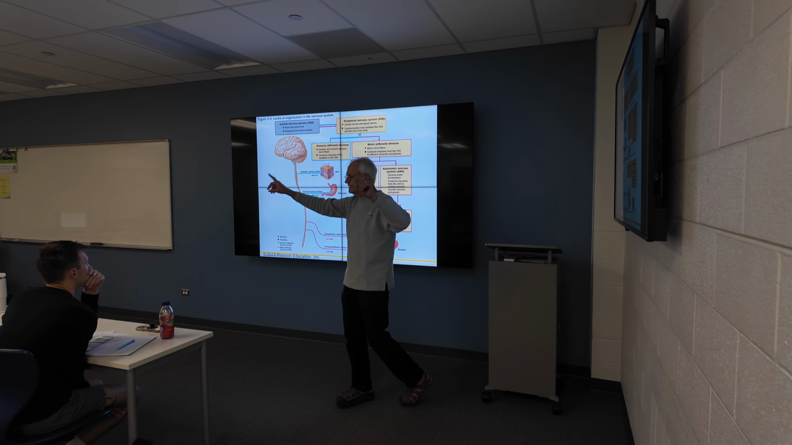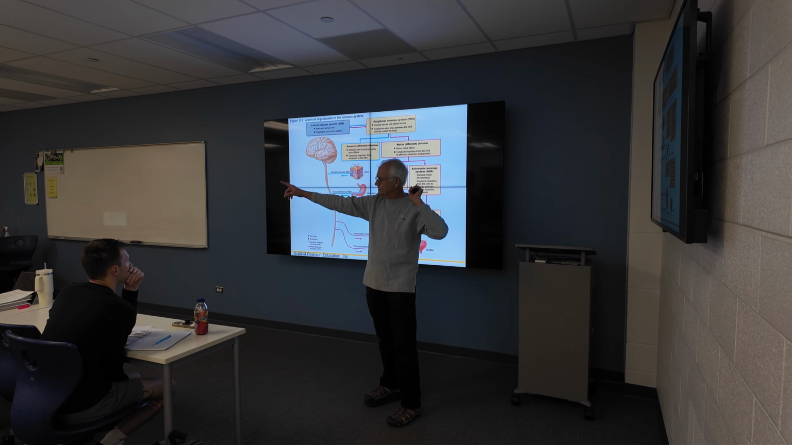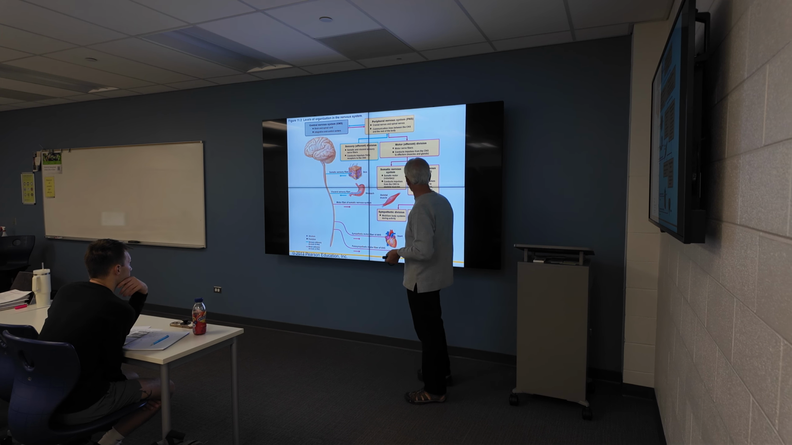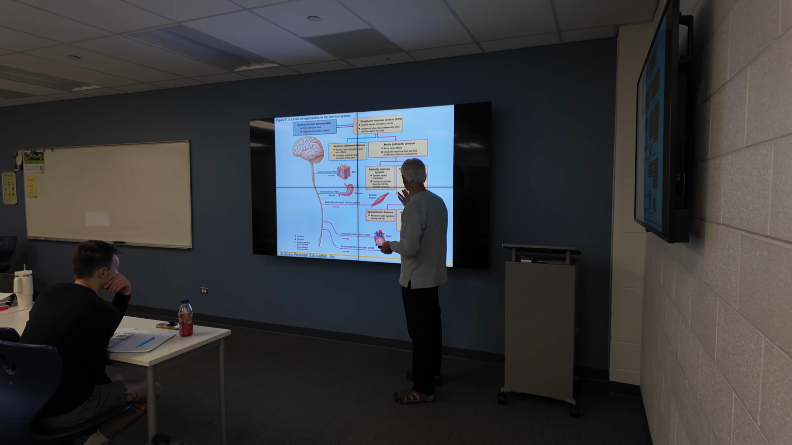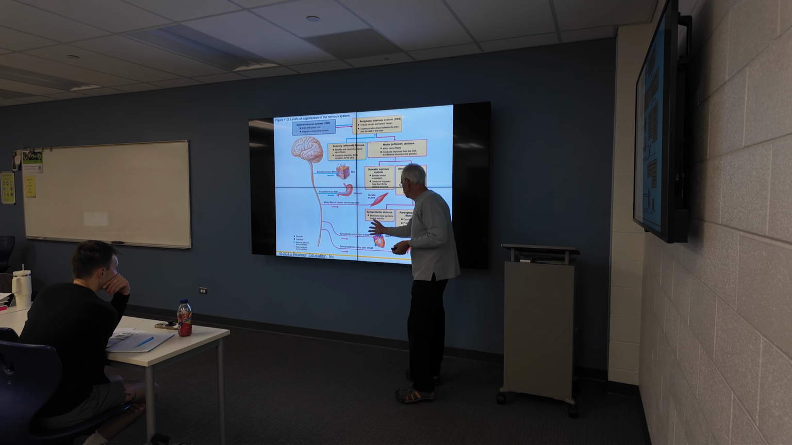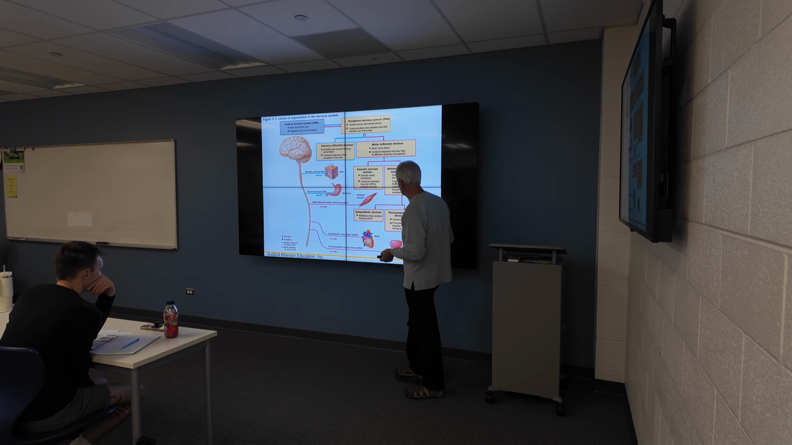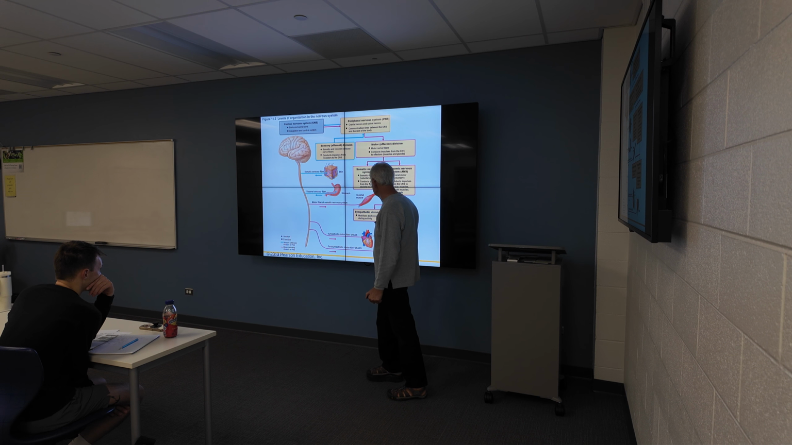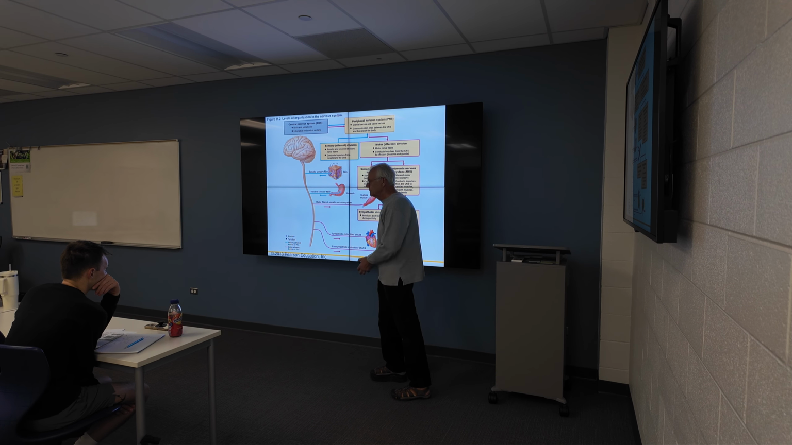Fight, flight, or fright, rest and digest. Okay? When you get over here, it's cardiac muscles, smooth muscles, and glands. You get down here to the sympathetic division, and here's the parasympathetic division, or two. Fight, flight, or fright. Mobilizes the body system during activity.